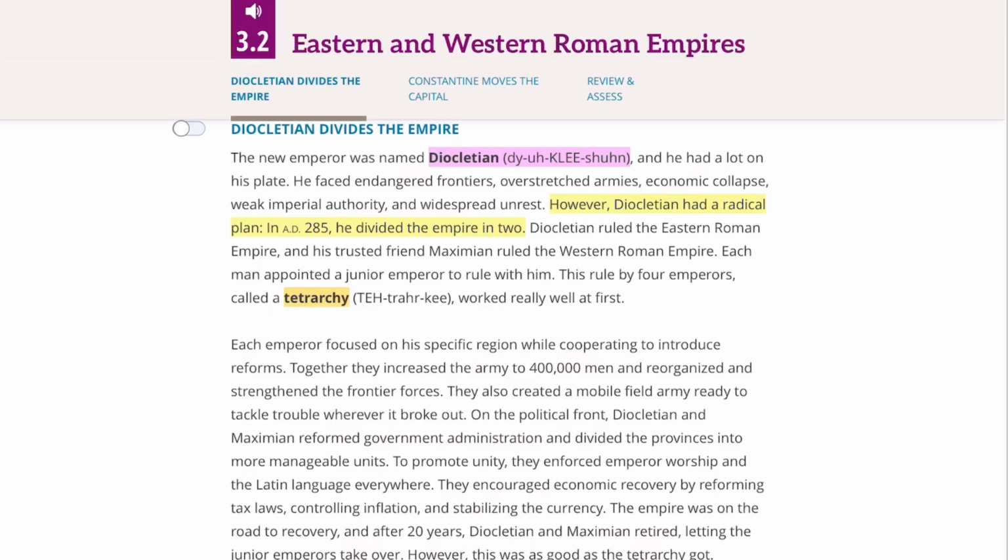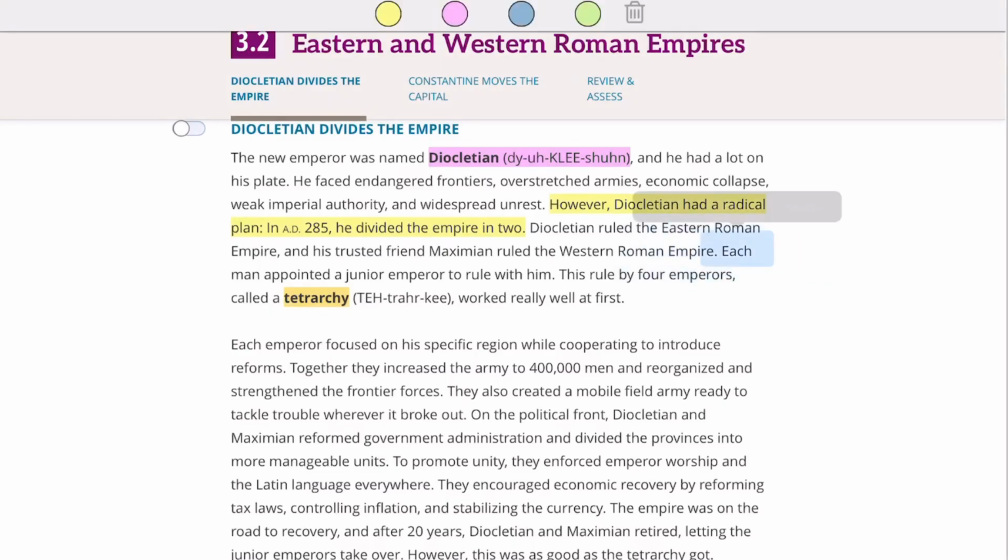Each man appointed a junior emperor, some sort of vice president, and this rule by 4 emperors in total, called a Tetrarchy, worked really well at first. So instead of a throne that will rule them all, he divided it into two, and he even encouraged assigning a junior emperor, just like I said, in order to train this young and upcoming ruler of that divided part of the empire.